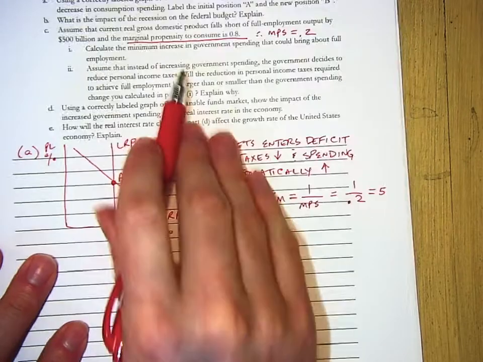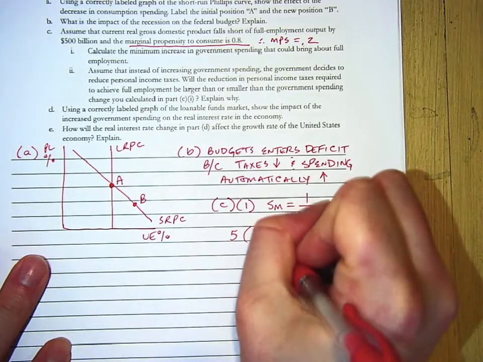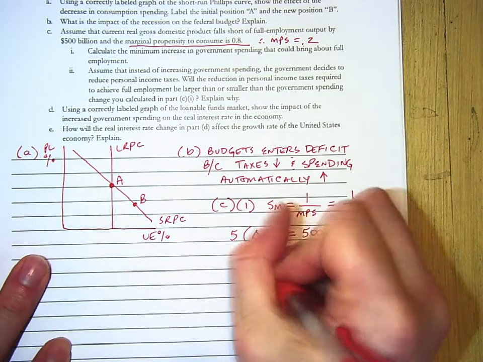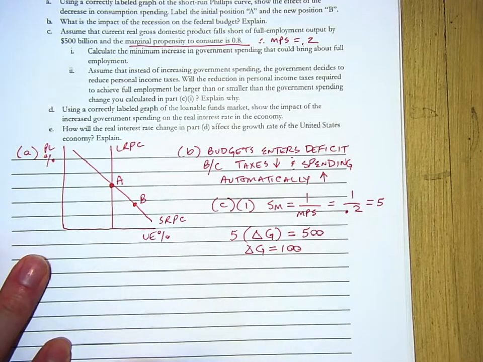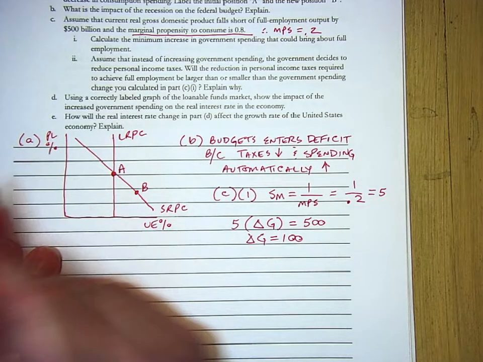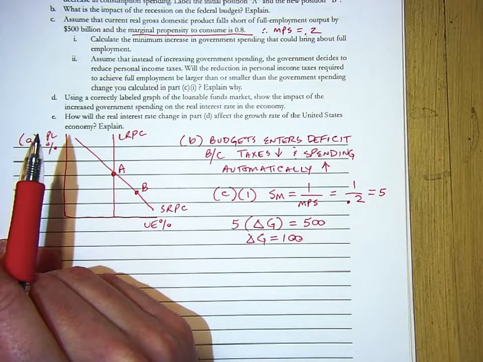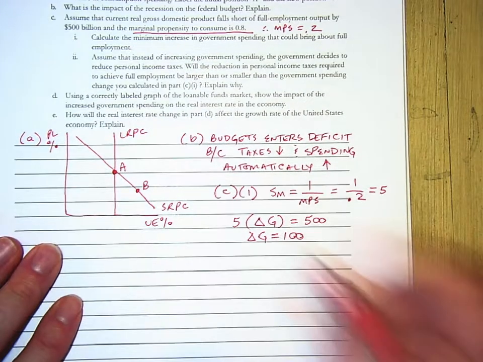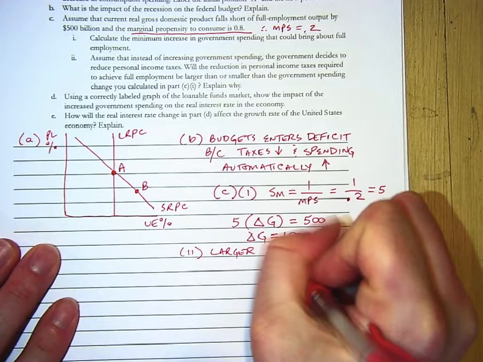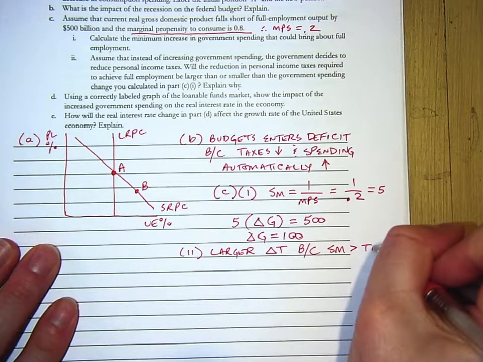Now, we've got a spending multiplier. We need to close a gap of 500. So 5 times some change in government spending will close a gap of 500. That means the change in government spending has to equal 100. Now, part 2. Assume that instead of increasing government spending, the government decides to reduce taxes. Will the reduction in taxes required to achieve full employment be larger or smaller than the government spending change you calculated? And explain. So the short answer is larger. Larger change in taxes because the spending multiplier is larger than the tax multiplier.